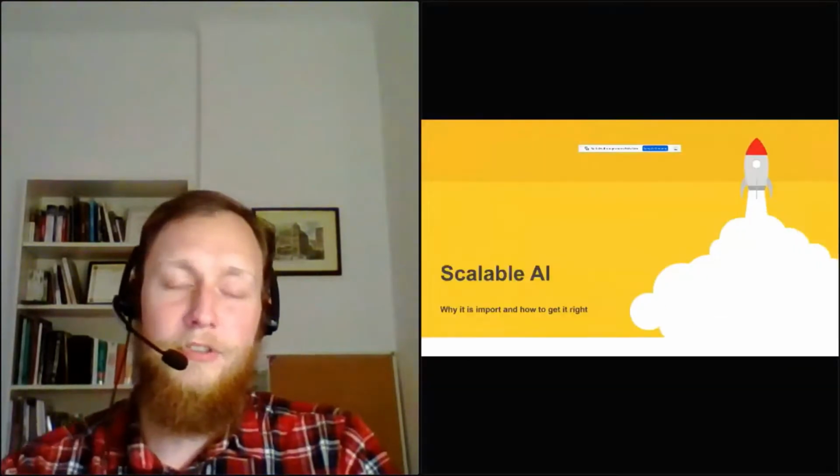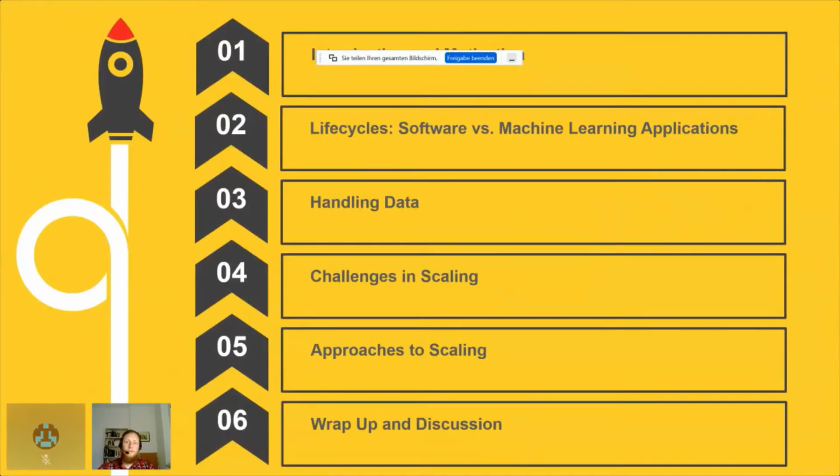I have something to show you because today's talk will be about Scalable AI. The presentation I brought you is basically divided into 6 chapters. The first one is the introduction and motivation. So how did I come up with this topic? Why do I think it's important? And just the general gist of it.